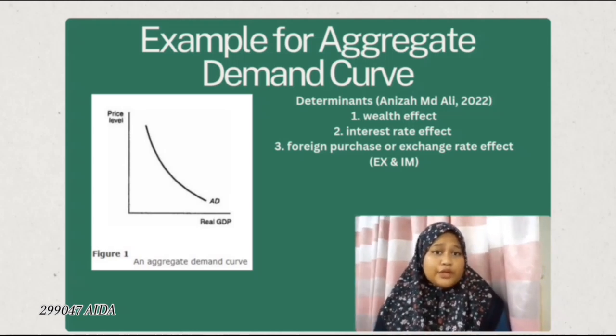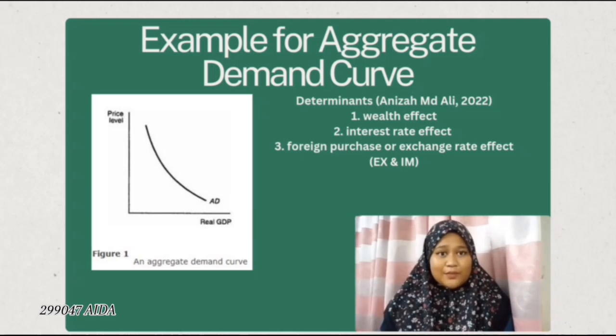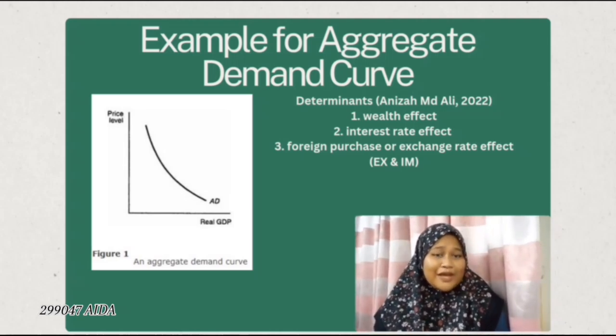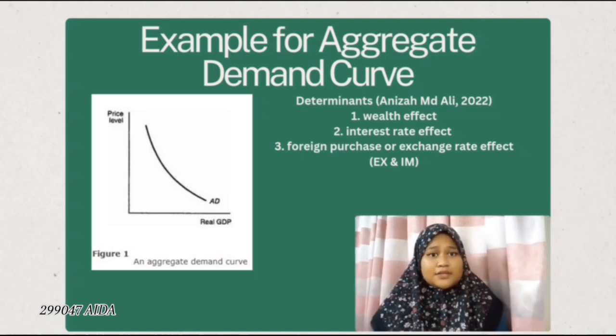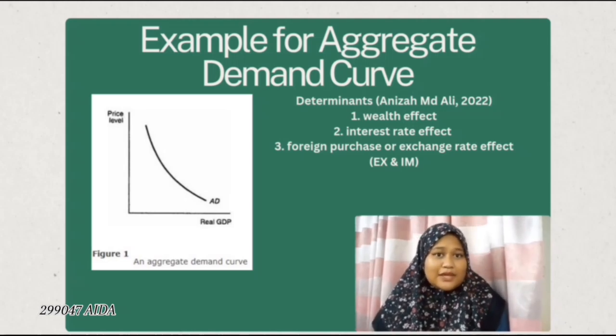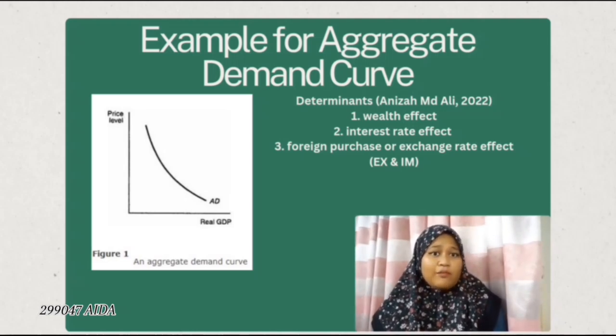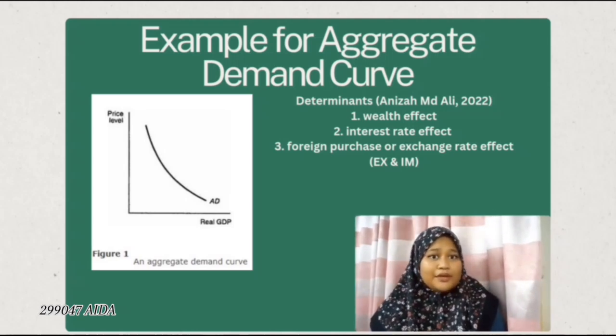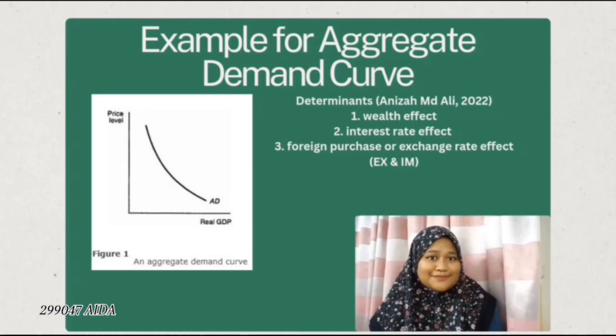The aggregate demand curve always slopes downward due to the negative relationship between price level and aggregate output. According to Anizah Ali in her book, there are three determinants that cause the AD curve to slope downward. First is the wealth effect, second is the interest rate effect, and third is the exchange rate effect. And we will talk about the wealth effect. When the purchasing power of buyers decreases, it will lead to less consumption of goods and products. The aggregate output will decrease also.